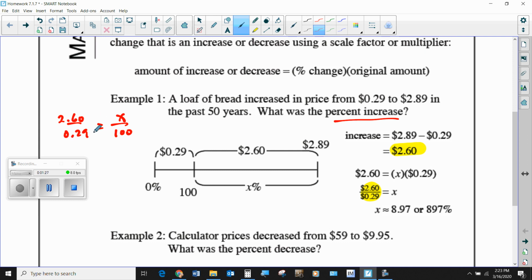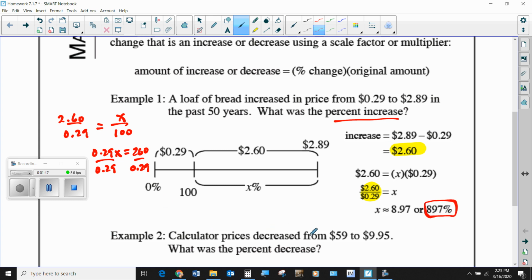So you can cross multiply. When you cross multiply, you end up with 0.29x is equal to, what does that end up being, 260? And then when you divide each side by 0.29, you will see that your answer ends up being 897. And so that's going to be a percent.